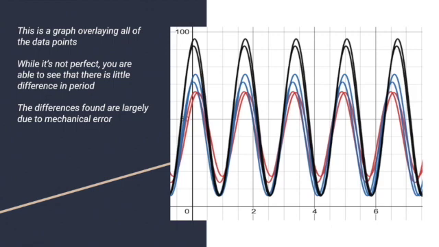Here's that overlaid graph I was talking about earlier. Of course, it isn't a perfect overlay due to simple mechanical errors, but when we zoom in and look at the period, you can see the similarities.